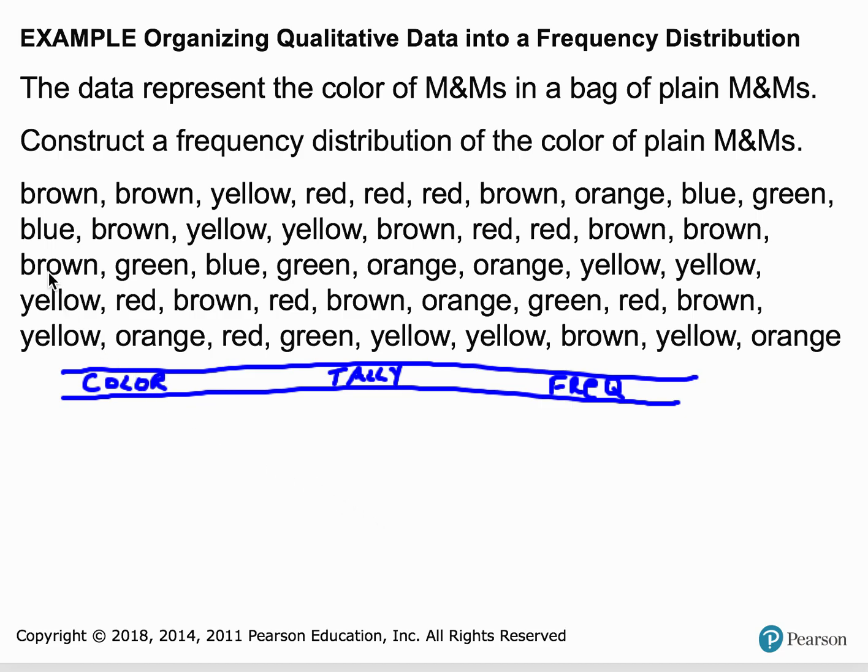All right, let's see first of all how many colors we have. So brown, yellow, red, orange, blue, green, blue, brown, yellow we've already counted, brown, red. That's all of them, right? 1, 2, 3, 4, 5, 6. So it needs to have 6 rows.